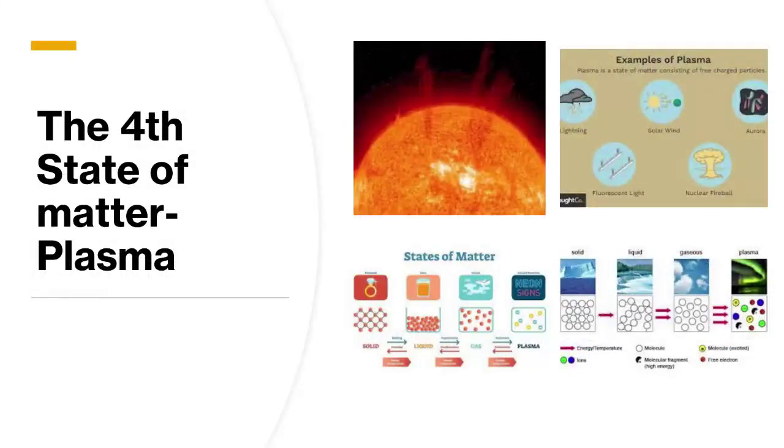There's even a fourth state of matter, did you know? On heating gases to tens of thousands of degrees, it changes into another state of matter known as plasma. For example, the sun is in the plasma state, and even the fluorescent tube light in your house is in the plasma state.